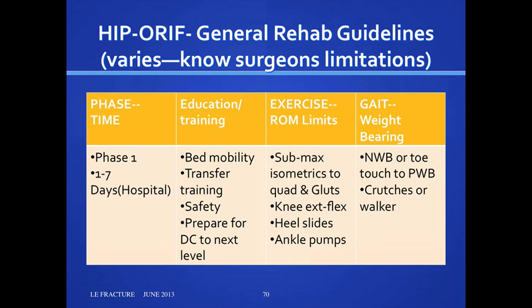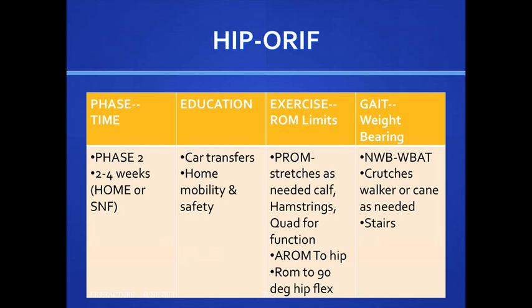Just general guidelines. These do not have to be memorized, but they can help you when you are seeing postoperative patients in the hospital. Early stages in the hospital, things like bed mobility, transfer training, and safety. Sometimes submaximal isometrics are allowed, gentle hip and knee range of motion, ankle pumps, and again, non-weight bearing, toe touch, or partial weight bearing, based upon the surgeon's orders. Phase 2, usually they're home or in a skilled nursing facility or subacute facility. Generally passive range of motion, active range of motion to the hip, again, limiting motion to not stress the area, and weight bearing can vary.